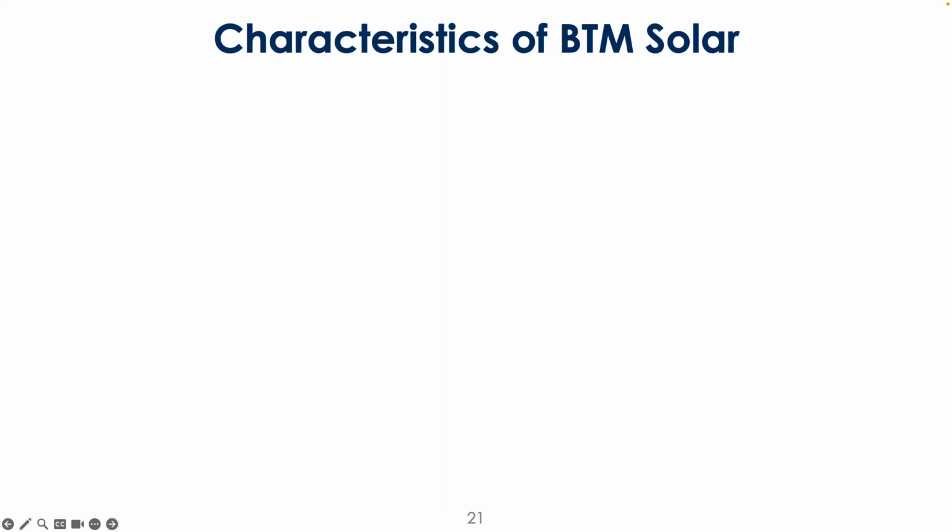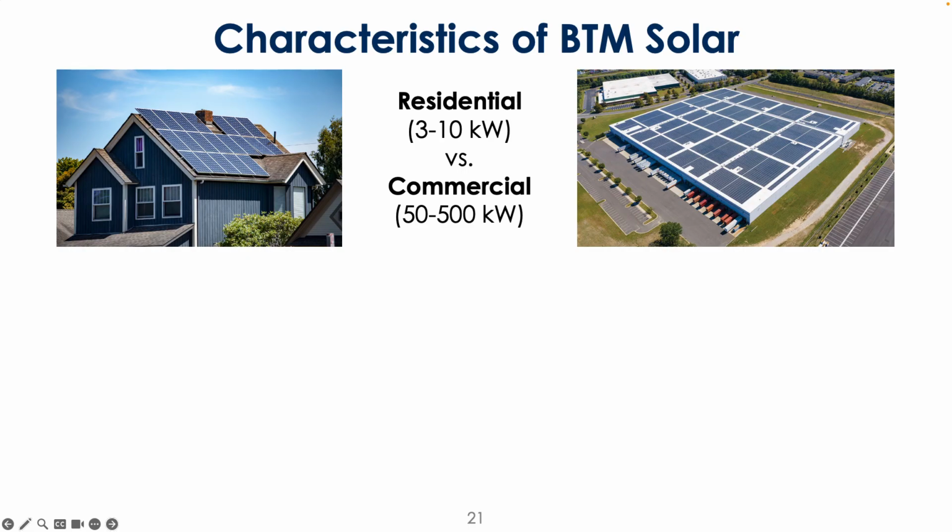Okay, so characteristics of behind the meter solar: they can still vary quite a bit in size, right? We think about residential systems that can be anywhere from 3 to 10 kilowatts. I have a 7 kilowatt system. What do you have? Can't remember. I don't pay attention to anything when I'm off work. I assume it's probably in this general range, 3.5 or something. Okay, so pretty average.